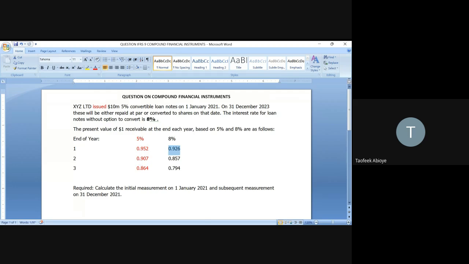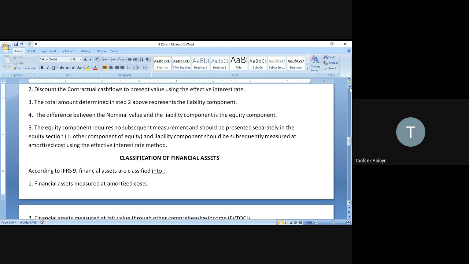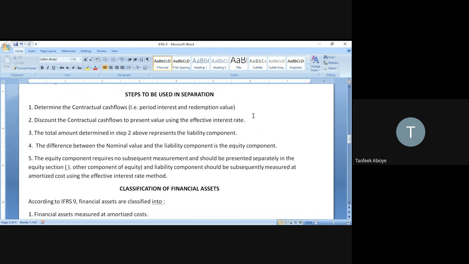Let's continue. So we are done with compound financial instruments. Let's move to the next part. So all these steps that I said the other time when I was speaking English, I know it's not going to make sense. Can we see now?